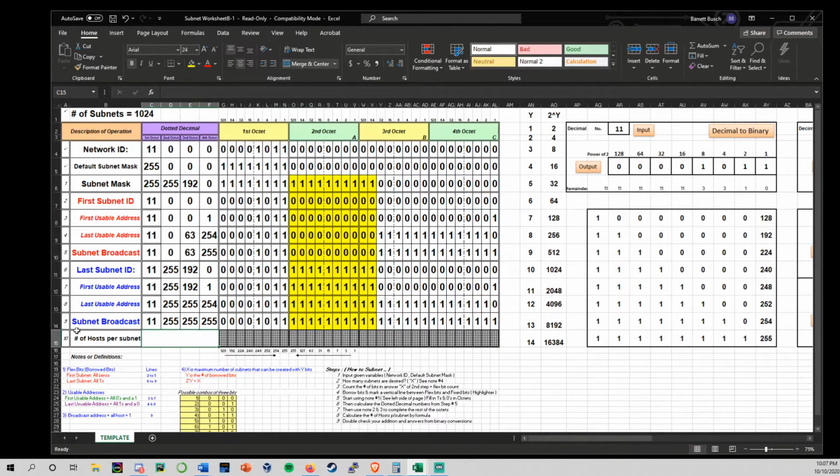Okay, so all we need to do now, figure out number of hosts per subnet. Remember that we need to look at how many host bits that we have left after the subnetting. So we have 8, an octet is 8, 9, 10, 11, 12, 13, 14.